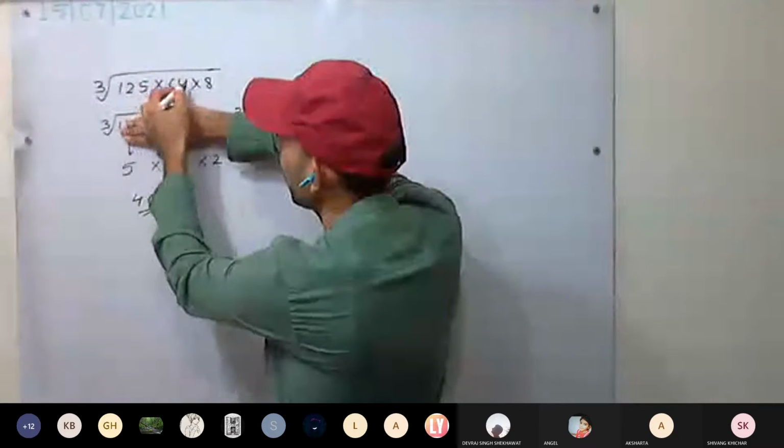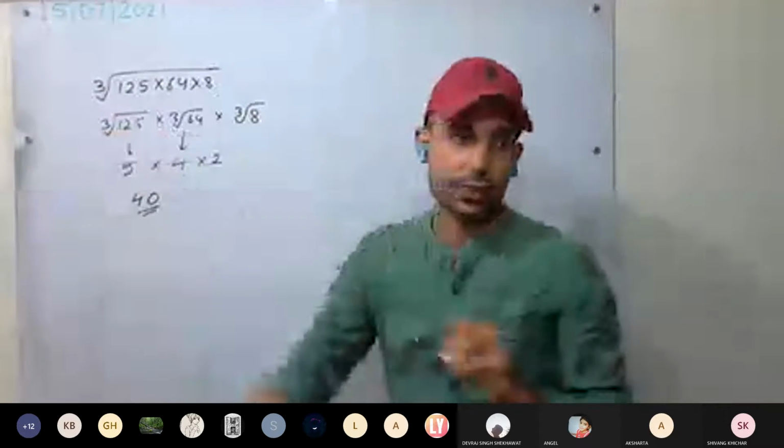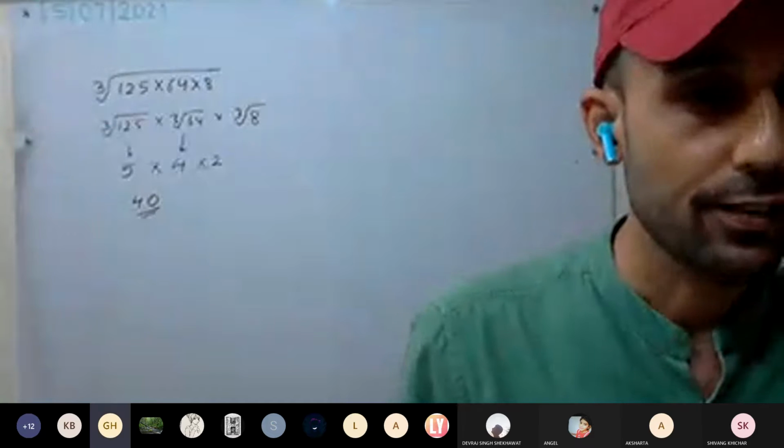What is the cube root of 125? 5. Cube root of 64? 4. Cube root of 8? 2. And you get the answer. Everyone has understood? Anyone have any doubt? Okay, good. Do the next one.